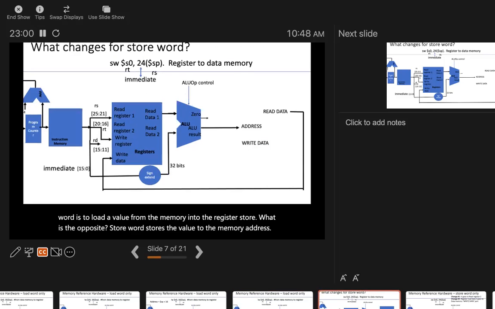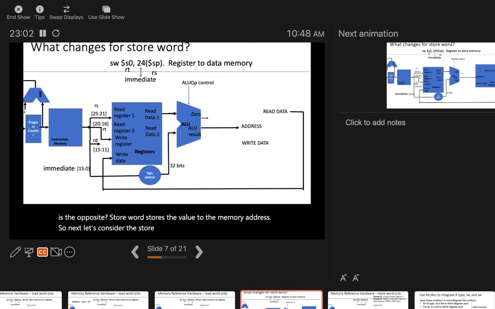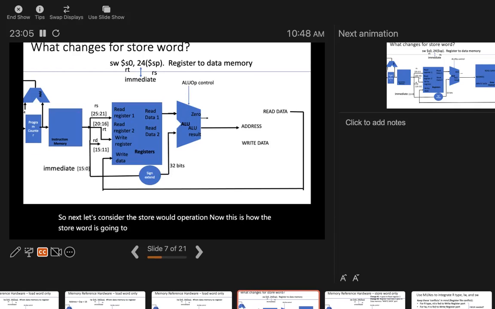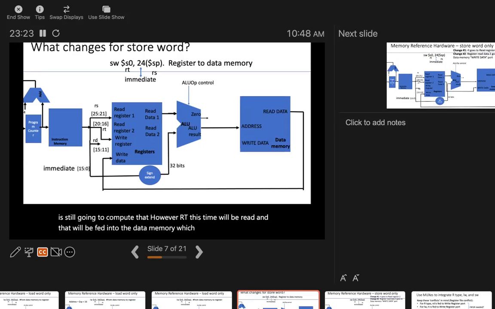So next, let's consider the store word operation. Now this is how the store word is going to work. We are still going to perform 24 plus $SP. So the ALU is still going to compute the memory address. However, RT this time will be read and that will be fed into the data memory, which seems to be missing. Where is it? Well, it is right there.